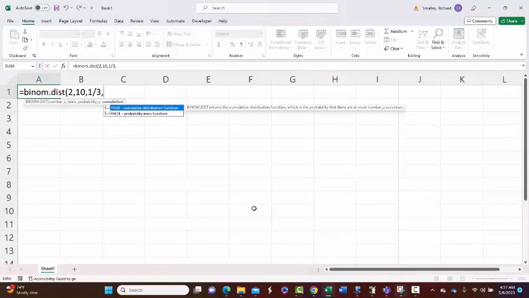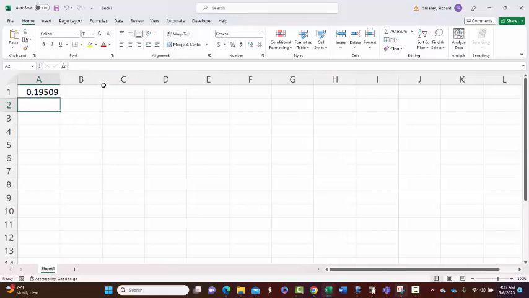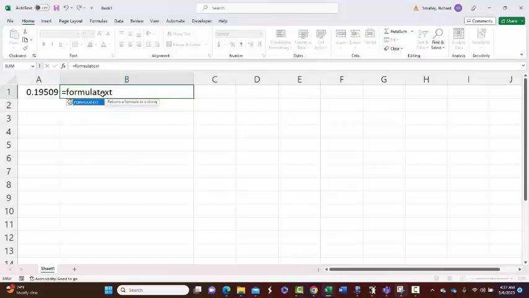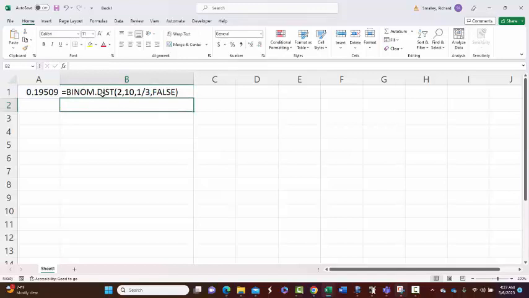True means cumulative, meaning less than or equal to. I'll talk more about that coming up. If I put true here, it's going to add up 2 plus 1 plus 0 successes, and add all 3 of those up. So I want false right now, because anytime I'm only calculating one value, I want false. Let me do the formula text command here, since we're back to using formulas that we really weren't in the last section. The false means you're calculating a single X value.